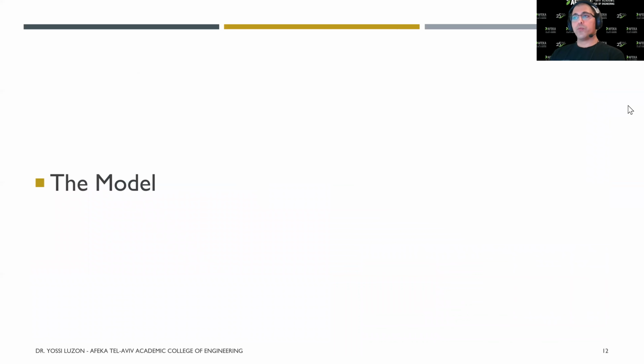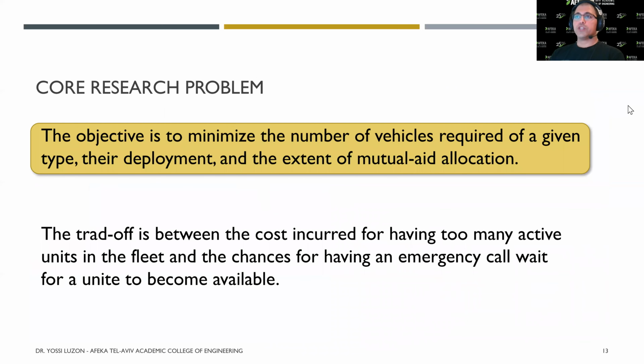So what is our model and how do we show it fits the data and the real world? The objective is to minimize the number of vehicles required of a given type, their deployment, namely the spread of vehicles over the city area, and the extent of mutual aid allocation between stations. The trade-off is between the cost incurred for having too many active units in the fleet and the chances of having an emergency call wait for a unit to become available.